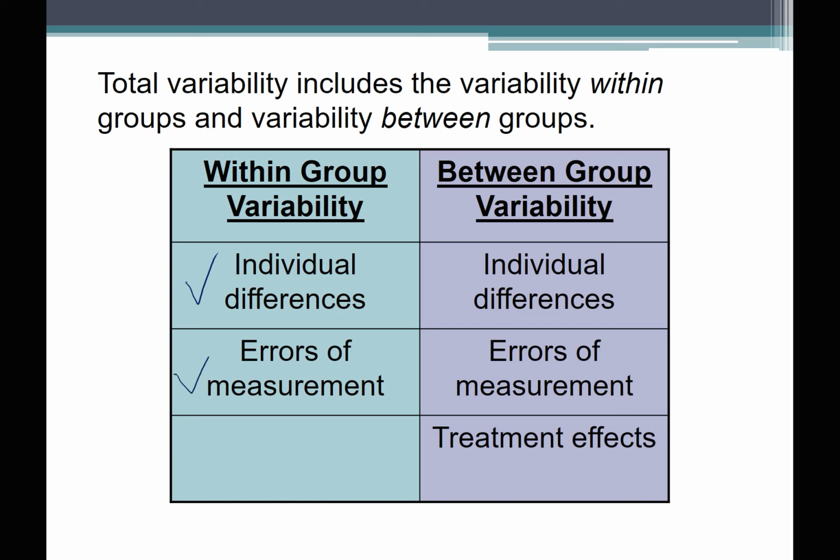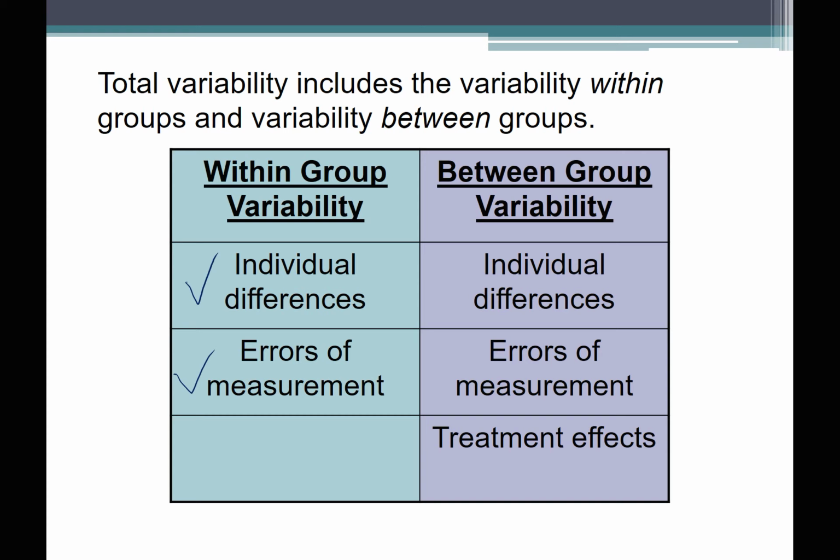There also may be errors of measurement. So think back to when we measured our fingers, and people may be measuring slightly differently. They may be using slightly different kinds of rulers. Or maybe they just read it wrong. So we have these two things that make up why we have variability within our particular group.